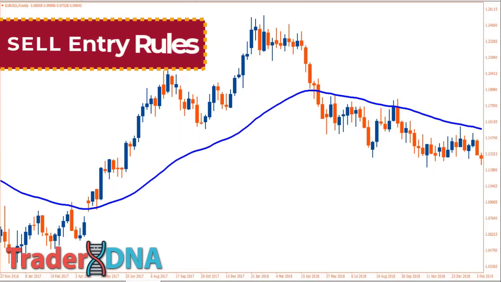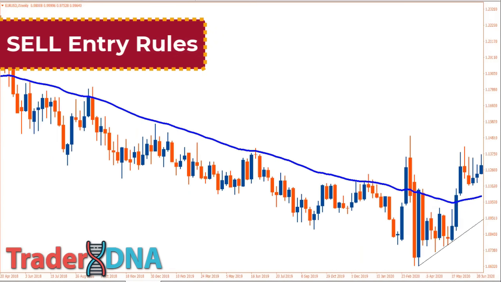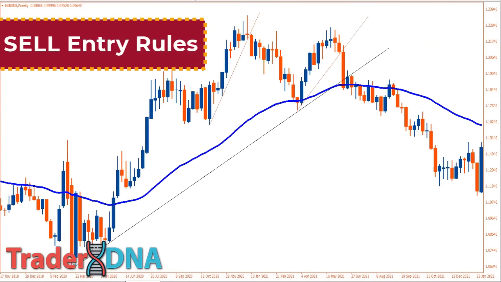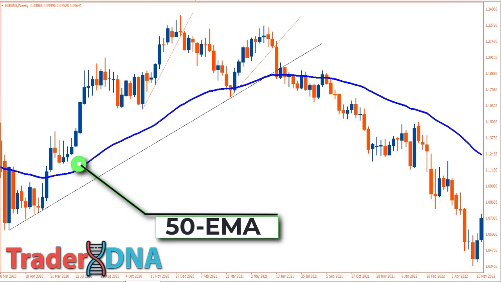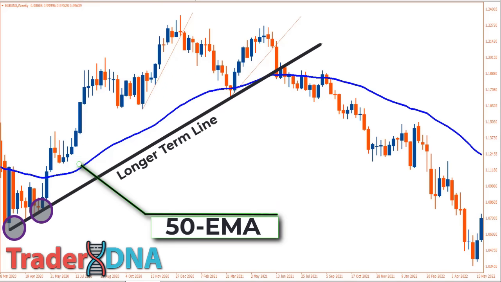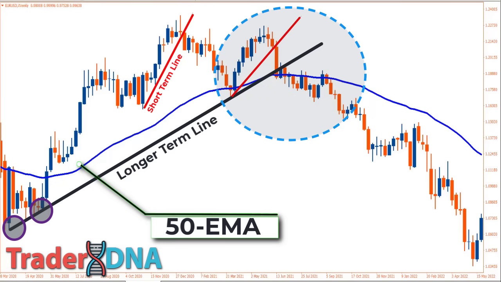Sell entry rules. First, apply an exponential moving average to your chart and set the look-back periods to 50. Second, draw relevant trend lines ensuring you have a longer-term line and a short-term line. Third, we are looking to see a break of both the rhythm of the market and the trend direction.